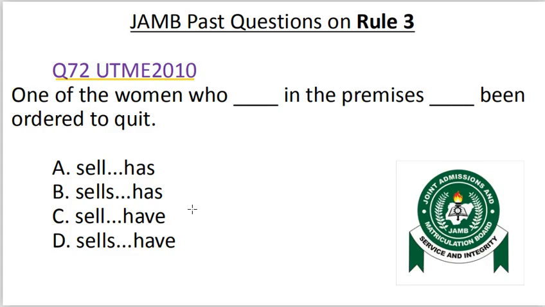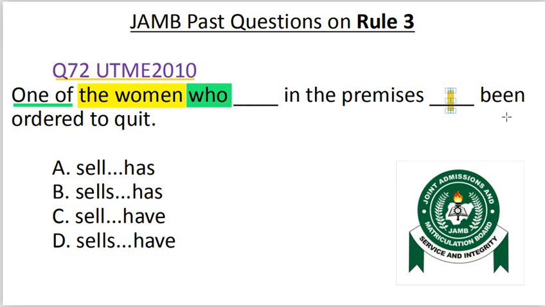According to Rule 3, when a sentence begins with one of or none of, and in this case we have one of, followed by a noun or a noun phrase or a pronoun, in this case the women, a noun phrase, followed by a relative pronoun, in this case who, we have two verbs. The first verb is going to be plural, while the second verb, that is the second dash, is going to be singular.